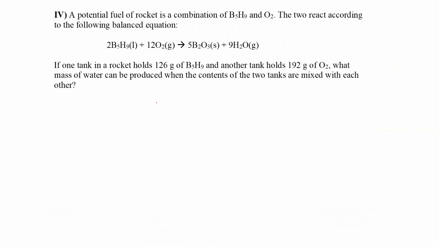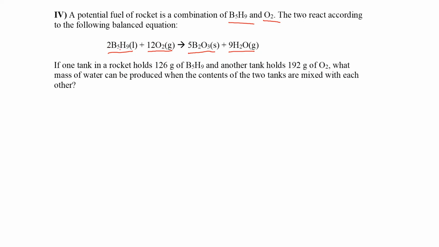Let's move to exercise number 4. A potential fuel for a rocket is a combination of pentaborane monohydride and oxygen. So here we have pentaborane, we have oxygen. The two react according to the following balanced equation. So we have 2 pentaborane that react with 12 oxygen gas to give 5 boron oxide and 9 water in the gas form. And we can check that this is already balanced.